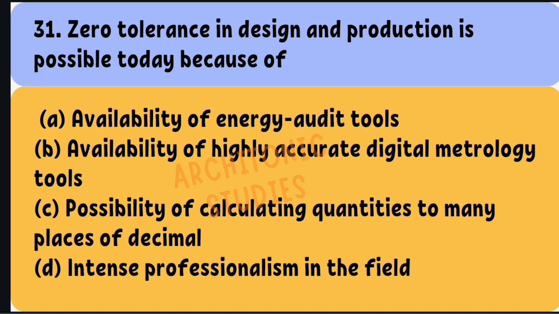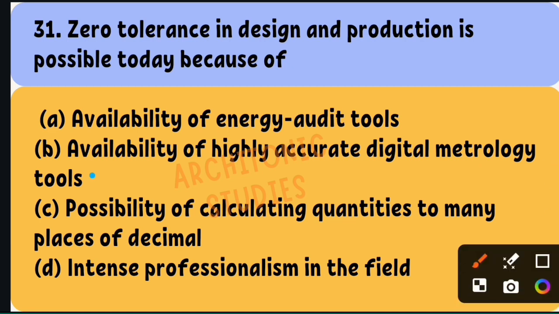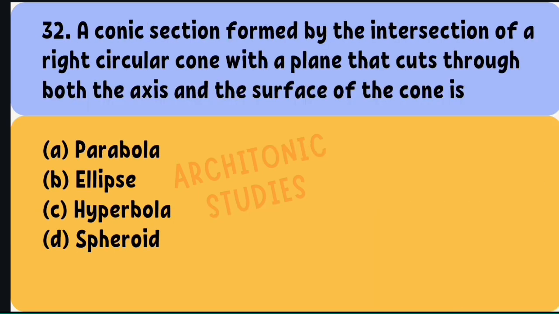Zero tolerance in design and production is possible today because of availability of energy audit tools, availability of highly accurate digital metrology tools, possibility of calculating quantities to many places of decimal, intense professionalism in the field. And the answer is B. A conic section formed by the intersection of a right circular cone with a plane that cuts through both the axis and the surface of the cone is a parabola, ellipse, hyperbola, or spheroid. And the answer is B.